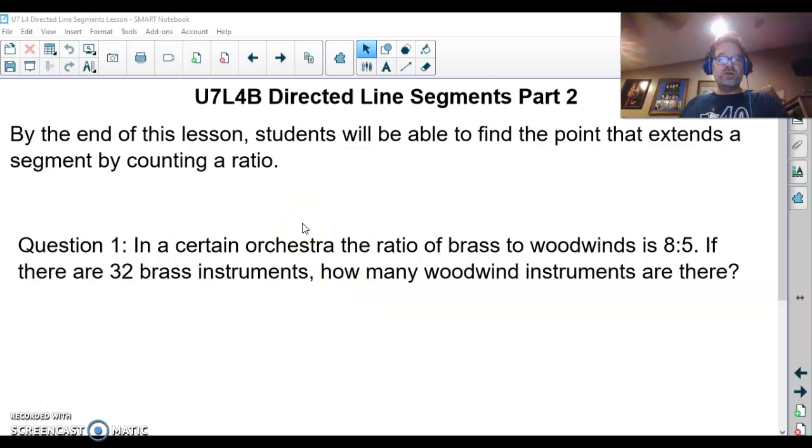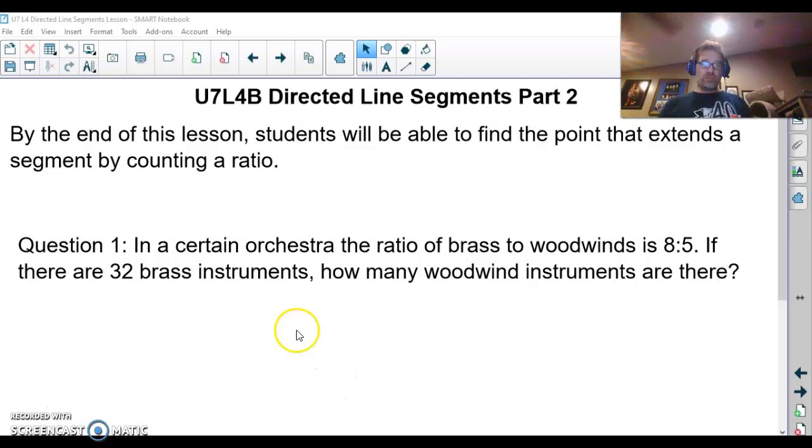So let's get on with our directed line segments. Last time you found a point on the segment. This time we're going to extend our segment out, and you're going to find a point that is off of the segment. What's going to help us do that is understanding ratios.